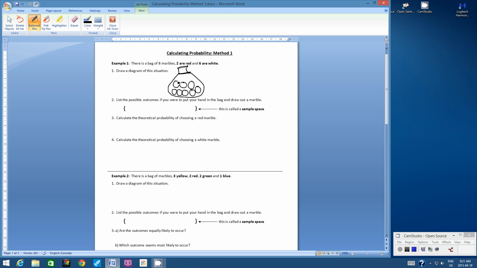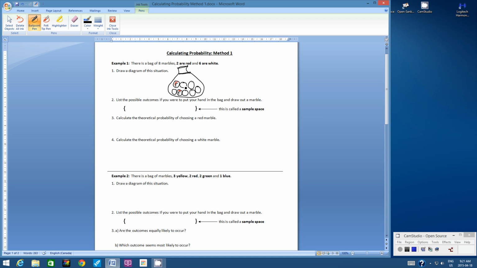2 are red and 6 are white. So the easiest way to represent that is we just put a little R in 2 of them, and then we leave all the others just blank, that they represent white. So we have 1, 2, 3, 4, 5, 6 that are white. Now for me, it's easy to color these in because I have access to color here. So if I just color these in like this, there we go. Okay.